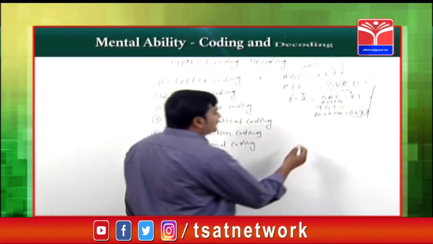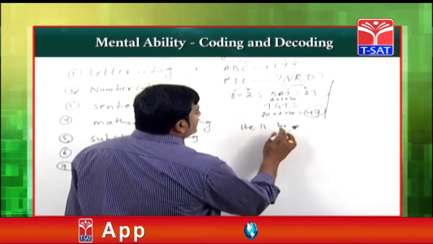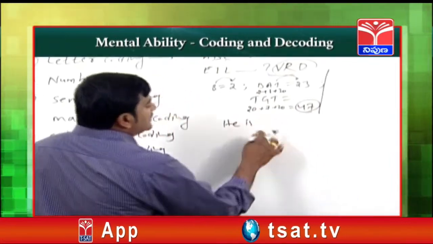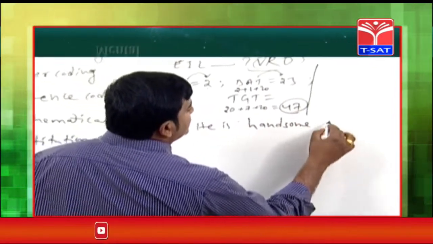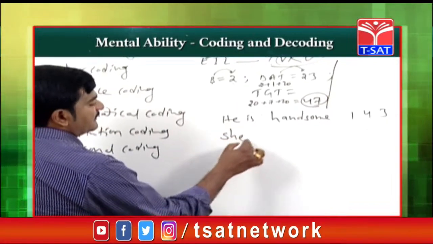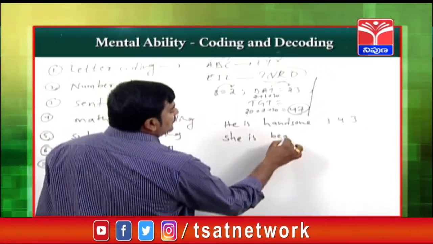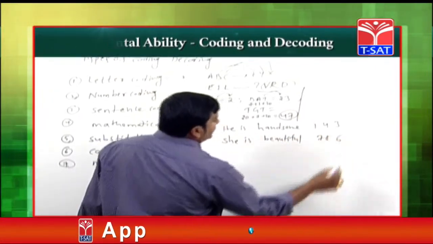Let's say, for example, in a certain code language, he is beautiful, or else he is handsome, is written as 143. Or in the same language, she is beautiful can be written as 786.